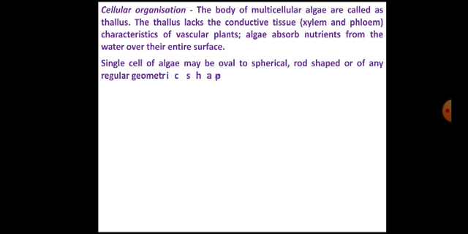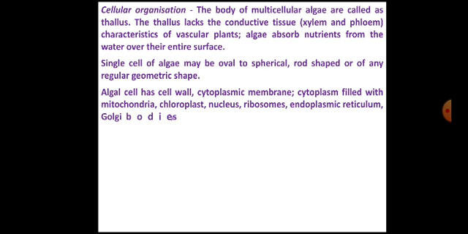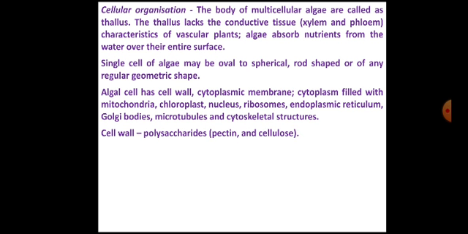There are certain single cell algae which may have different shapes like oval to spherical, rod shape, or any regular geometric shape that can be seen in the case of diatoms. The algal cell has a cell wall, cytoplasmic membrane, and all the essential cytoplasmic inclusions. The important one is the chloroplast, responsible for the harvesting of light due to the presence of light harvesting pigments.